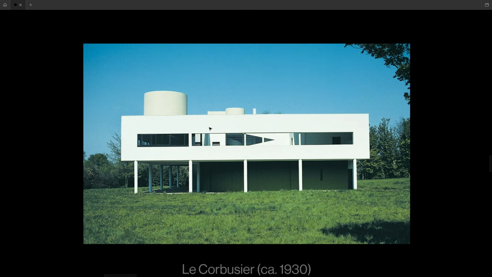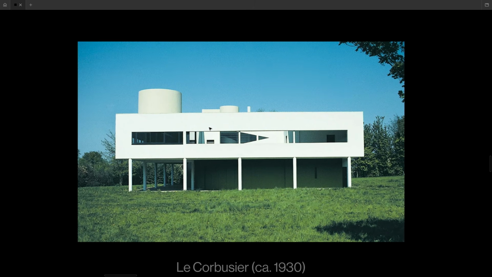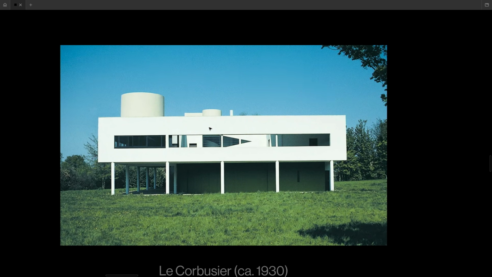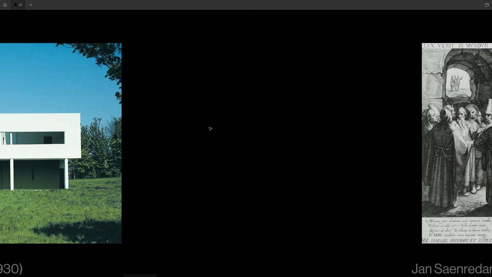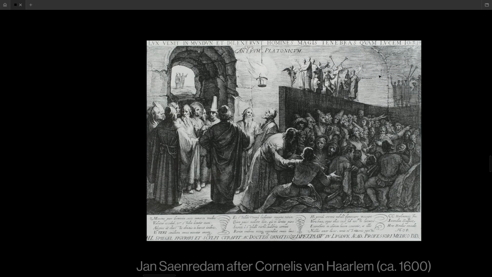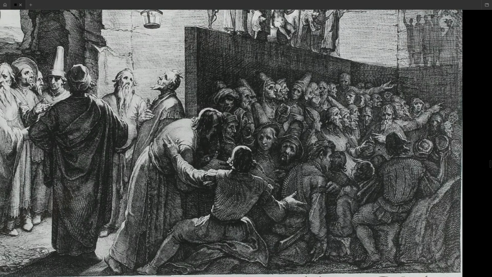This is Le Corbusier, 1930s, modernist architecture. This is his idea of good design and how we should live. Very different imagery. This is a picture of the allegory of the cave, Plato's idea, which unfortunately I can't tell the whole story of because we don't have time.